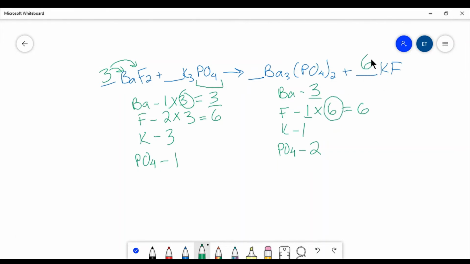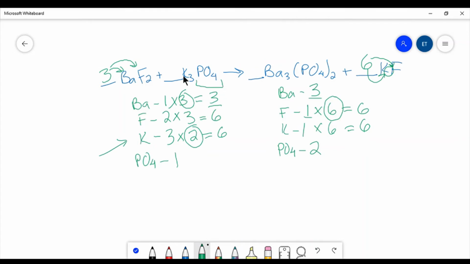So 6 times 1 is 6, but it's also going to distribute to the potassium. And remember, we have an imaginary 1 here. So 6 times 1 is going to be equal to 6. So now we're going to have to go and look at the potassium on the reactant side. And we see that we still have 3. So what number can you multiply 3 by in order to get 6? And this one is really easy. You can multiply it by 2. This is going to be the coefficient.